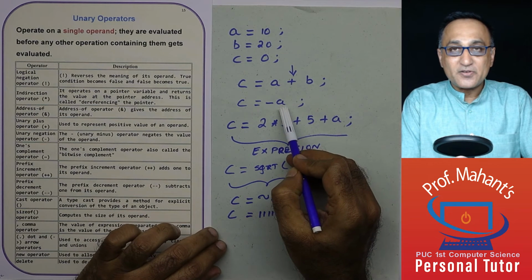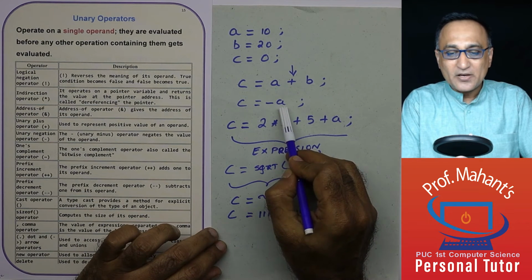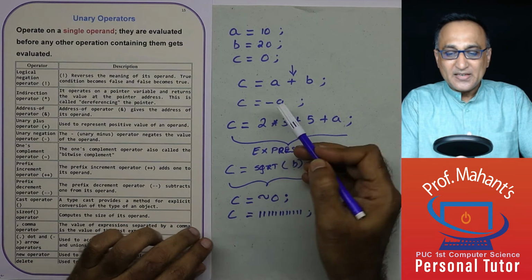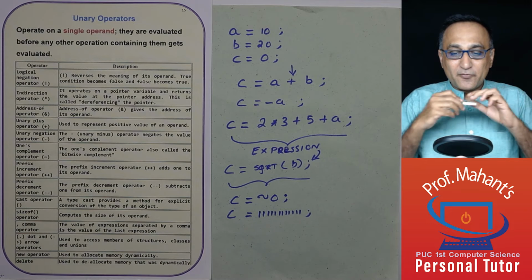A is an example of a single operand. Minus is operating on A. So in this case, minus is a unary operator. They get evaluated before anything else.